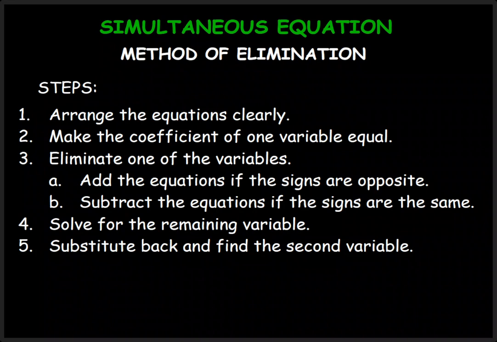Okay, number four, solve for the remaining variable. That means after eliminating one variable, you'll be left with only one variable and then you solve for it. When you are done solving for that variable, you take number five, which is substitute back and find the second variable. All right, so let's see what we have. Let's solve so that we understand the steps better.